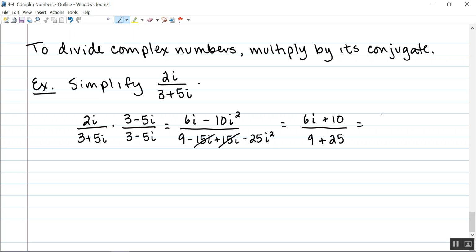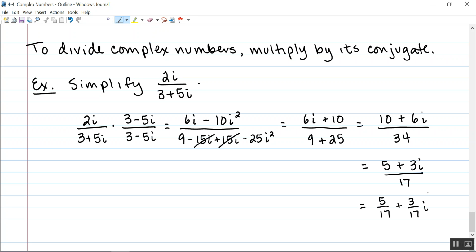So let's write this in order here. So I have to have my real part first, followed by my imaginary part, over 9 plus 25 is 34. Now notice that each of those can be divided by 2, so I can divide each of those terms by 2. So 5 plus 3i over 17. And actually the way they like you to write it is to break up that fraction into 5 over 17 plus 3 over 17 i.